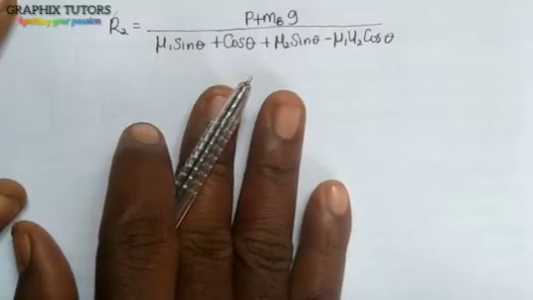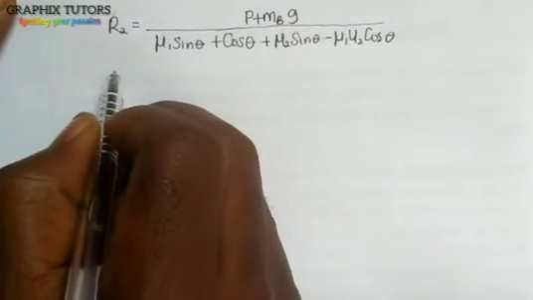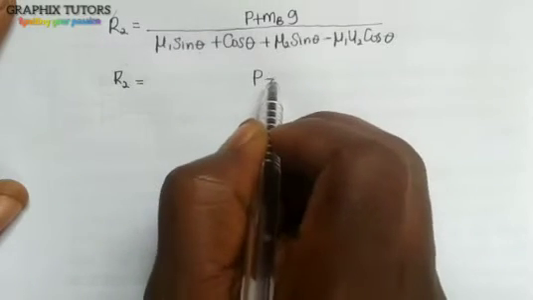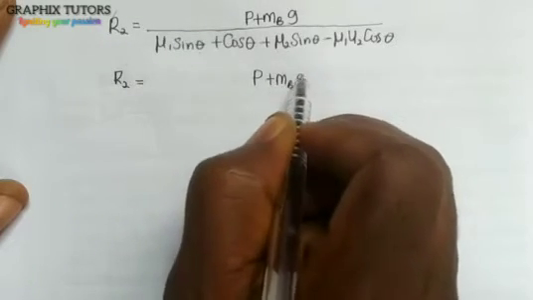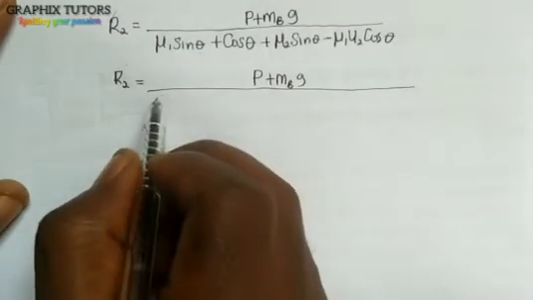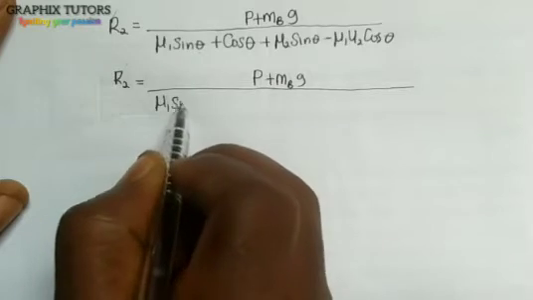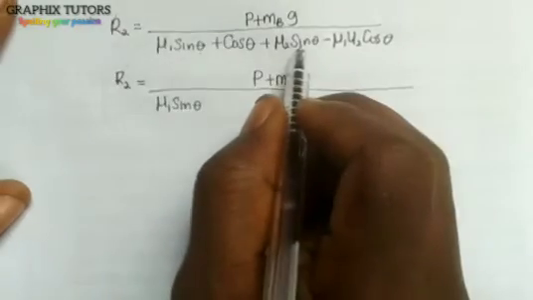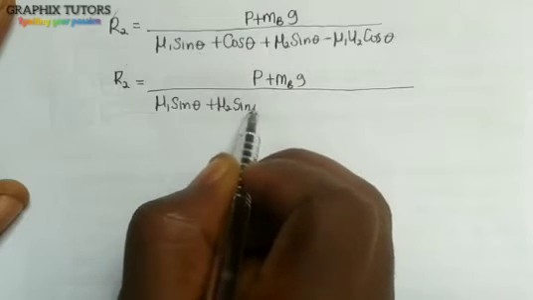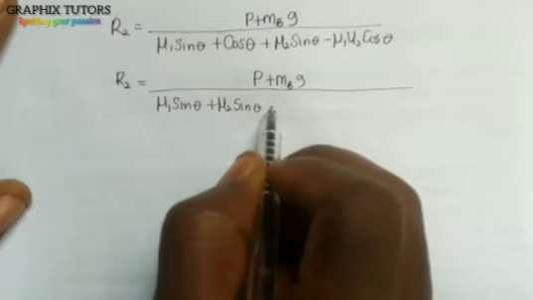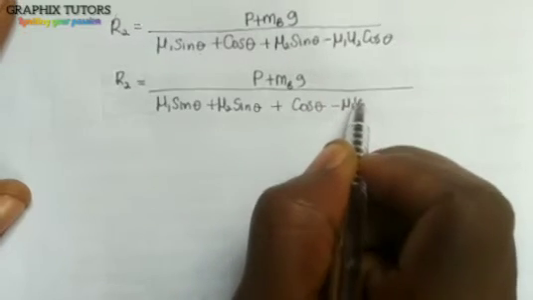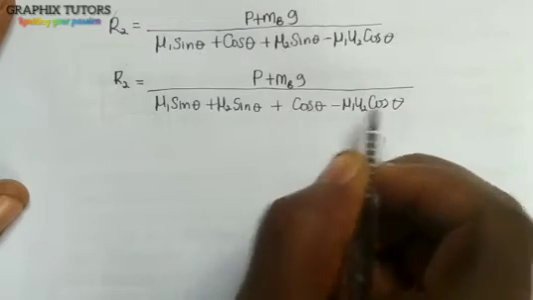Now if I collect like terms here, the arrow 2 will now give me the force plus the mass of B times gravity all over. Now watch, bring all the sine together. I have mu1 sine theta, and I have another sine here plus mu2 sine theta, plus cos theta minus mu1 mu2 cos theta. So I brought them out.